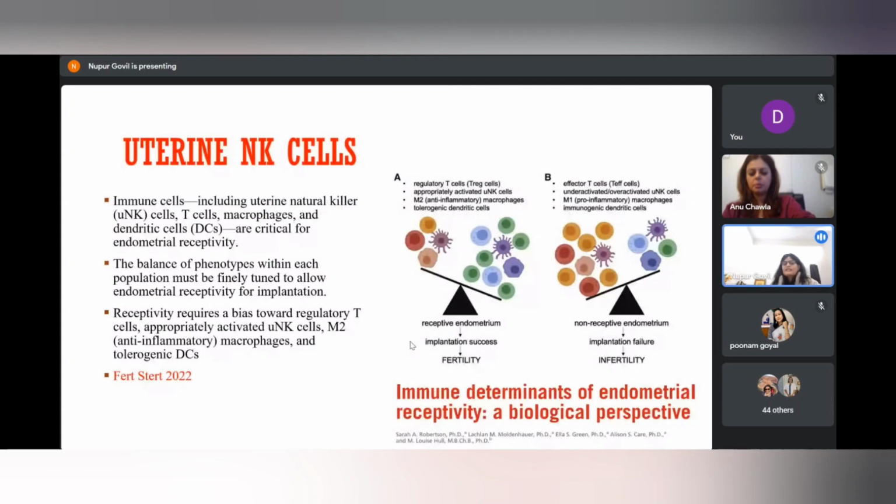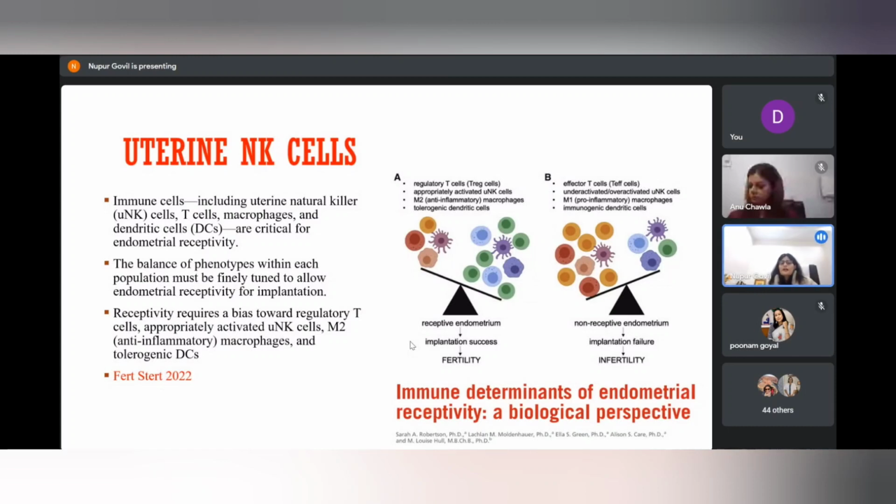Then coming to uterine NK cells, it became very popular. We know that immune cells play a very important role in implantation, but it is very important to understand that natural killer cells are actually required for implantation. It is when they get inappropriately overactivated or underactivated that it results in pregnancy loss or implantation failures. So just because we see NK cells when we do a biopsy, it doesn't mean it is bad or harmful. It is actually the most important cell required for implantation.